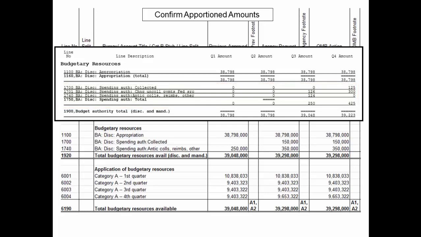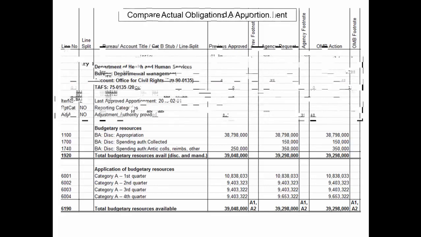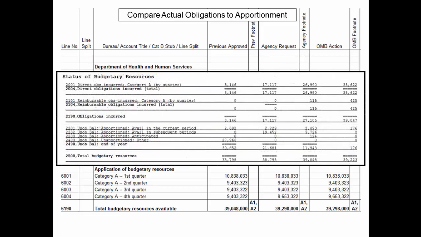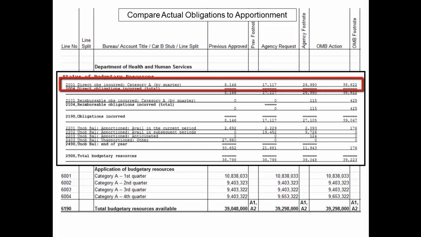Let's compare actual obligations to the apportionment. The first thing I need to point out is that the SF133 reports obligations cumulatively, and the SF132 does not. So we need to keep a running total of apportioned amounts in order to compare with the SF133. This illustrates an important point about the apportionment. That is, amounts apportioned are also cumulative. Any unobligated amount carries forward from quarter to quarter until you reach the end of the year.